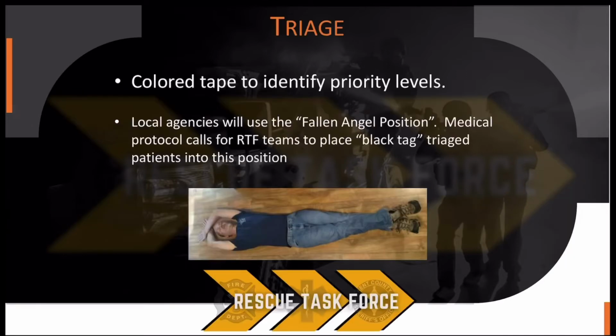So when triaging the patients, we're going to be using our colored tape. Something that's going to be different for us here is that in the past, we've always talked about how dead patients are kept in the same spot. We don't really touch them too much, and we tag them with a black tag. We still are going to tag them with a black tag, but something that's being brought to the west side of the state, that apparently they do on the east side, is we're going to start moving patients into the fallen angel position, which you can see here in this picture.